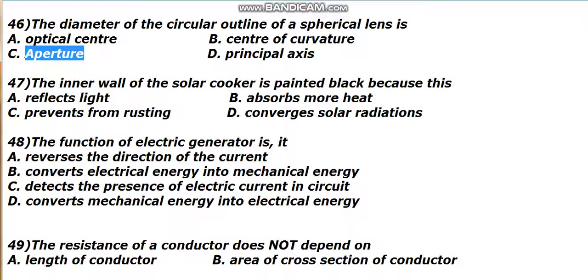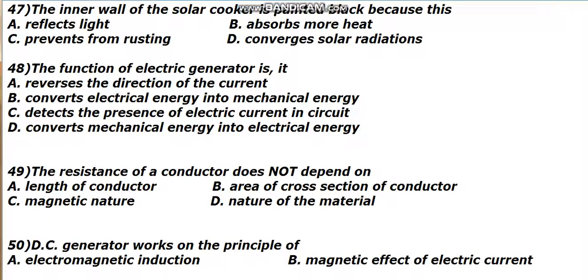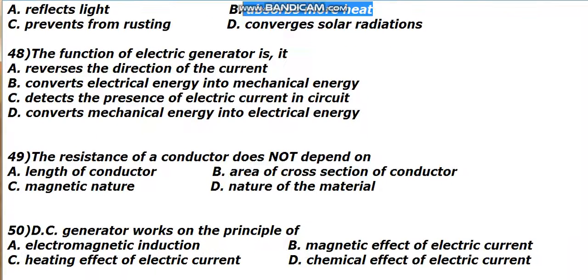Next, the 47th question: the inner wall of the solar cooker is painted black because it reflects light, absorbs more heat, prevents rusting, or converges solar radiations. See here, absorbs more heat. What is the meaning of this? It absorbs and it makes the wall or the container get heated. Black color absorbs, you know that. So because of that the material or the cooker gets heated and it helps in the cooking of the food. A very simple question, B is the correct answer.